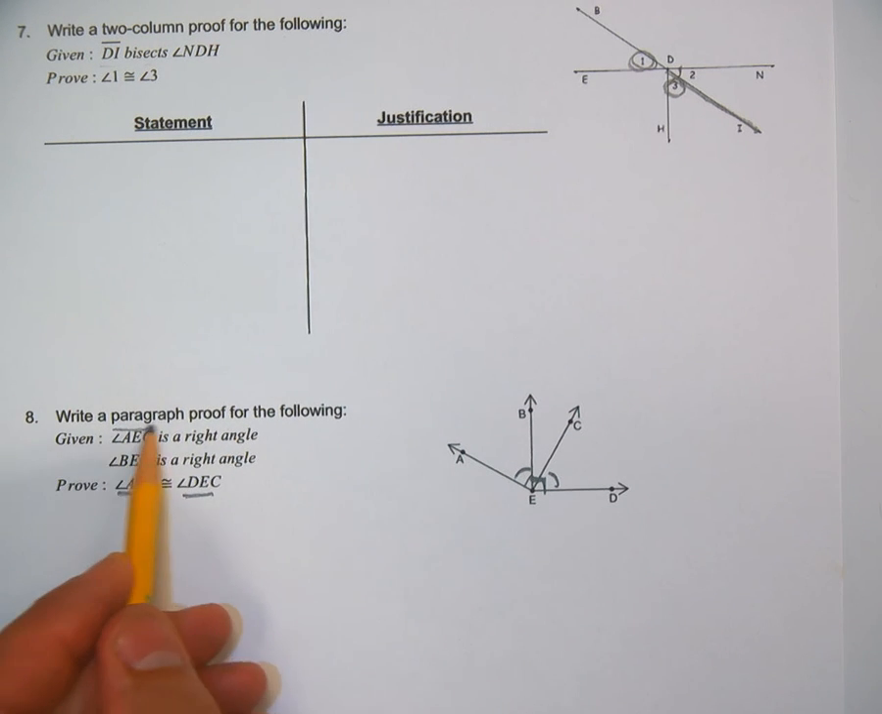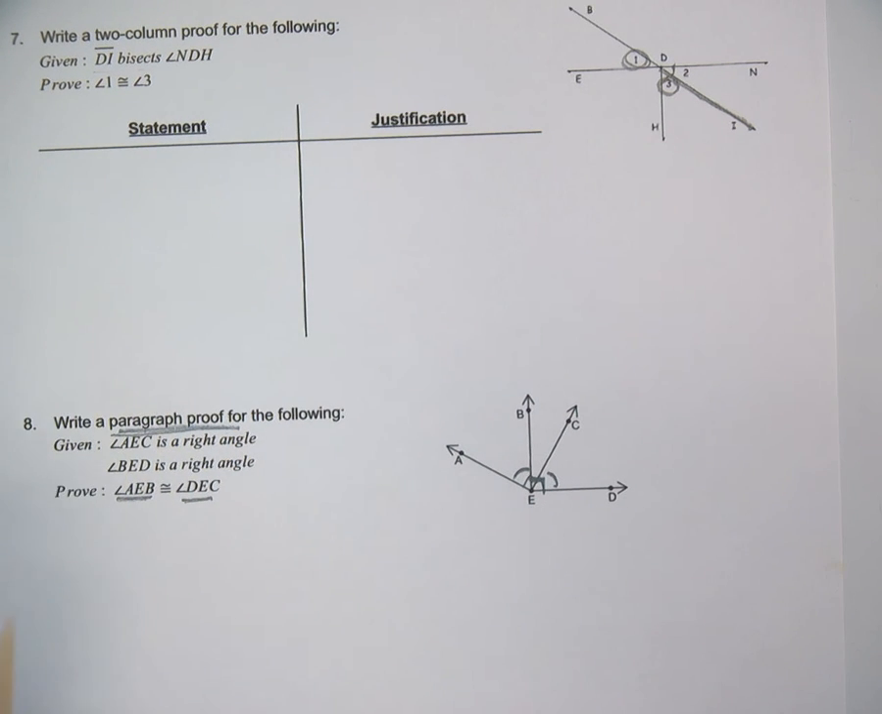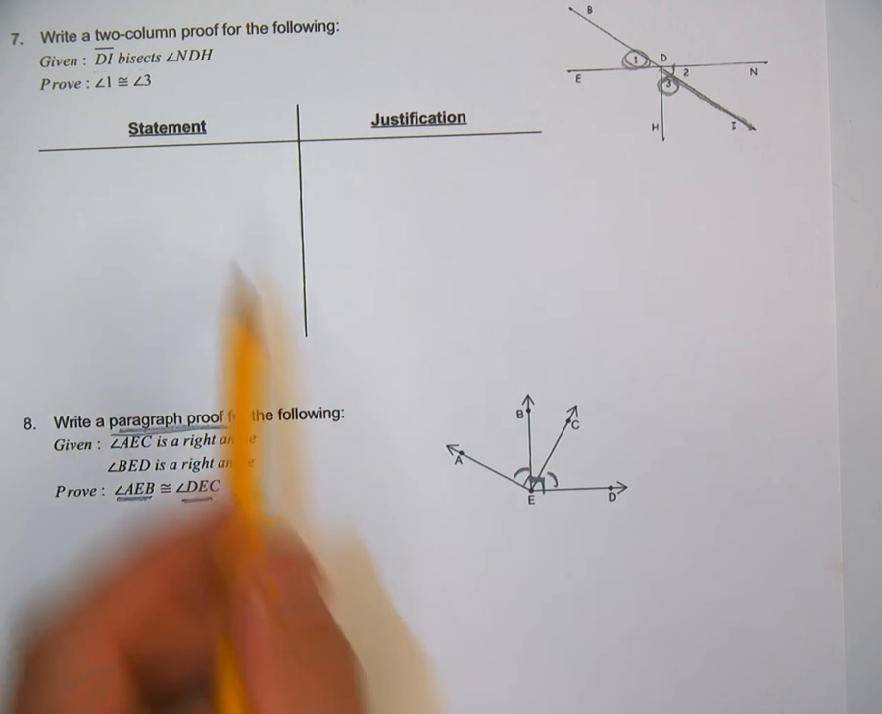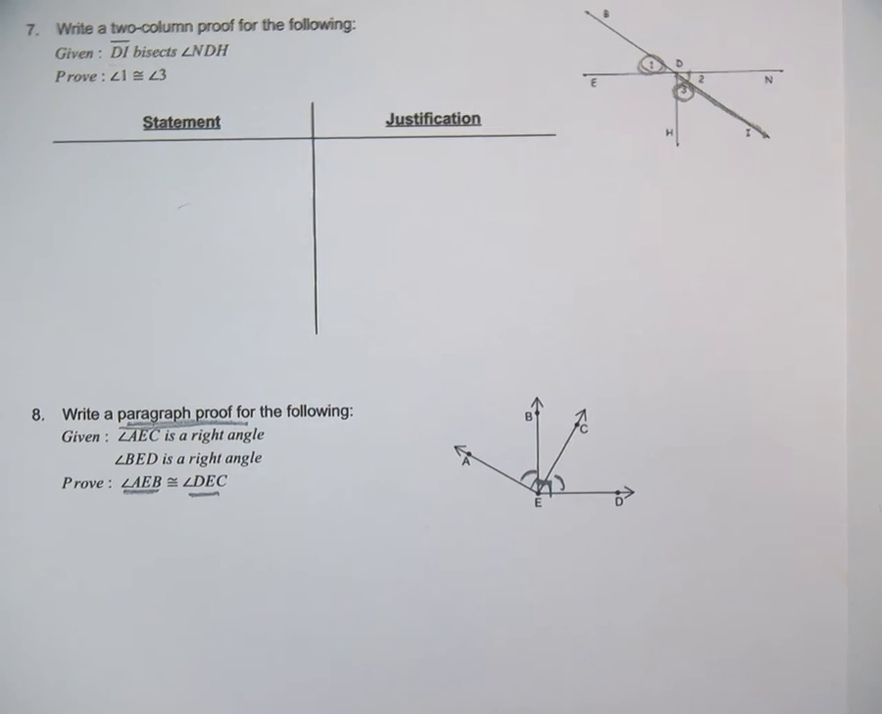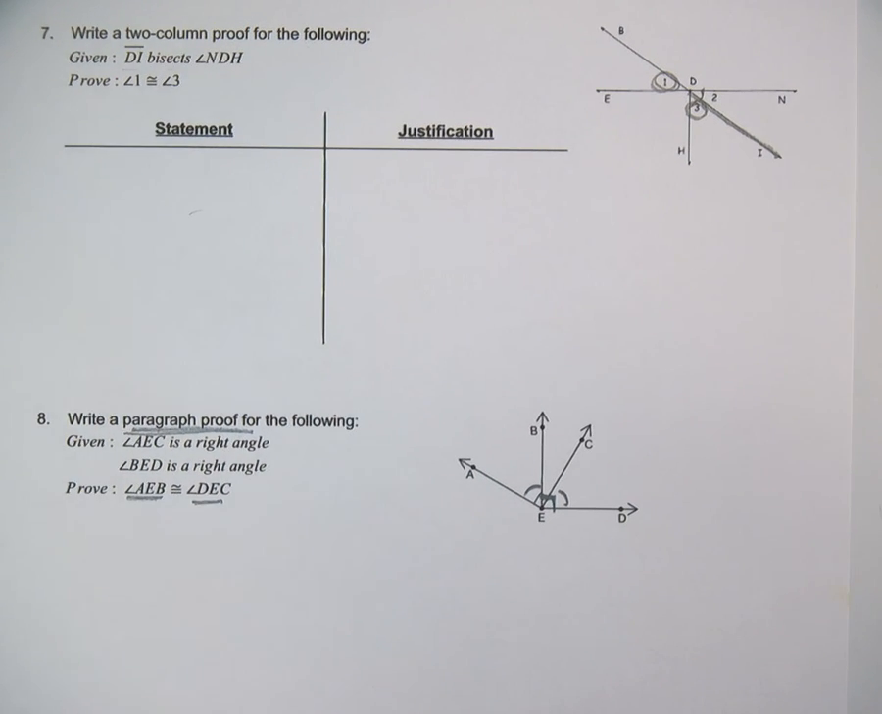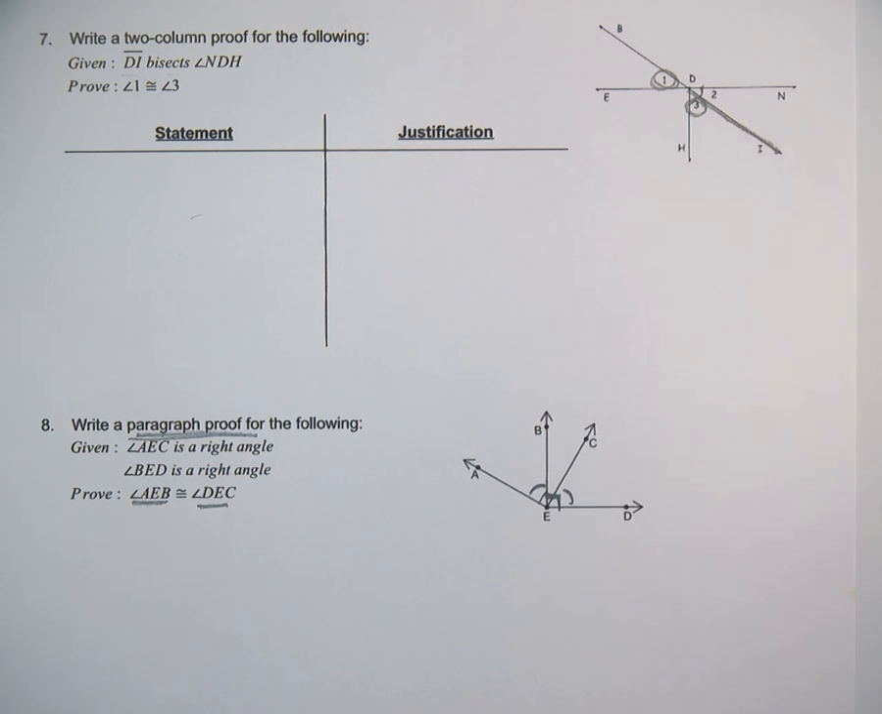Also, notice this one's a paragraph proof. So a paragraph proof is where you just write out sentences instead of using a table. If you prefer the table, I super don't care. I hate paragraph proofs as well. They are very annoying and very time consuming. I'll write mine out just so you can see it. But yeah, they're super tedious.